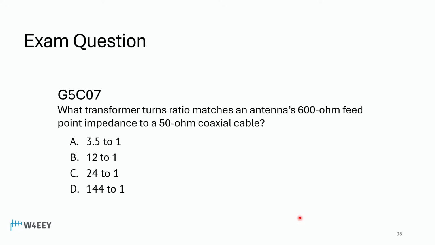What transformer turns ratio matches an antenna's 600 ohm feed point impedance to a 50 ohm coaxial cable? Alpha. It is alpha, right? Or you could do the square root of 600 over 50 to get to that, but I think you'll be able to remember this one.